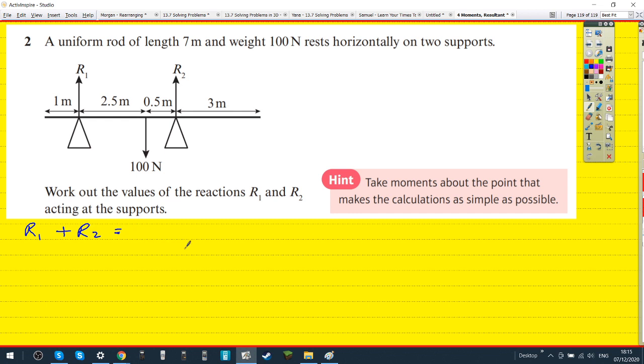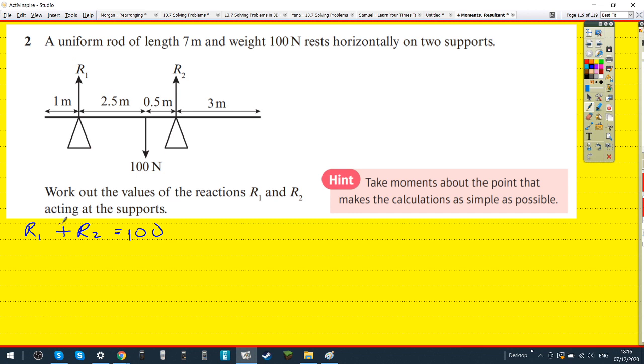It'd have to be the uniform rod. Does that mean they'll be equal to 7? No. Total reaction is equal to total weight. So 100. Those two will add up to 100. And it looks like reaction 2 will be bigger. It could be like reaction 2 is 80 newtons and reaction 1 is 20 newtons or something.